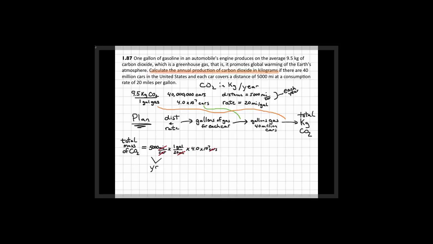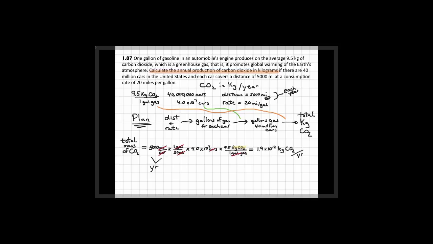But now we have total gallons of gas. So let's multiply that through by 9.5 kilograms of CO2 per gallon of gas. And notice now our gallons cancel, leaving us with units of mass in kilograms of CO2. Look at that. Okay, so that's our unit left. And of course, remember that's in 1 year. Just plugging that into my calculator, I get 1.9 times 10 to the 12 kilograms of CO2 per 1 year.